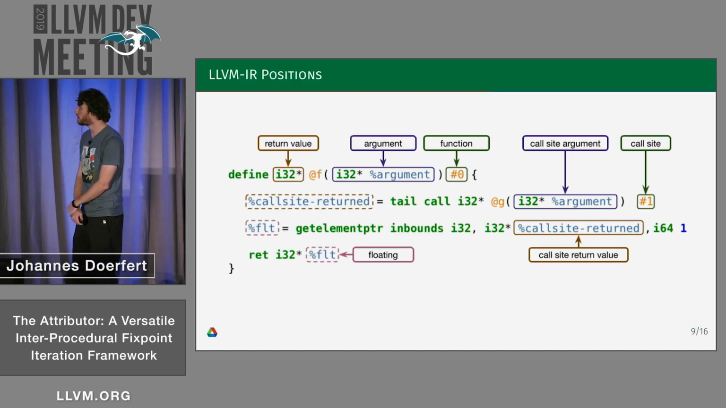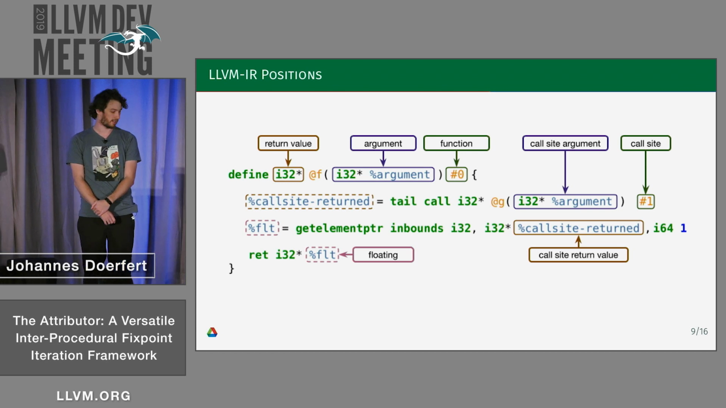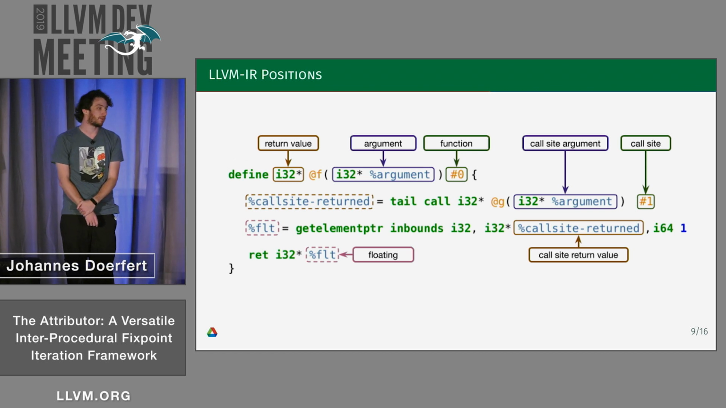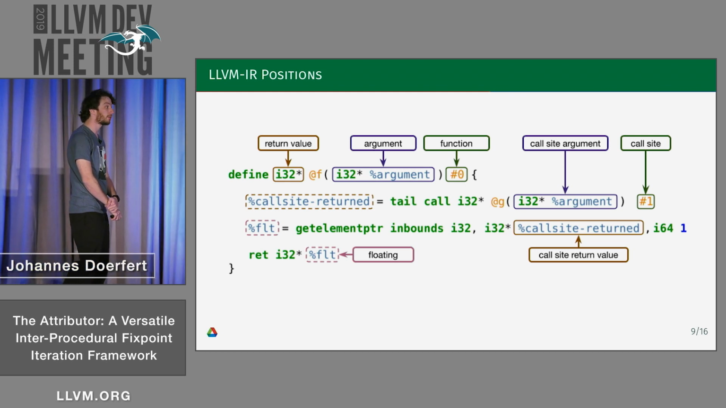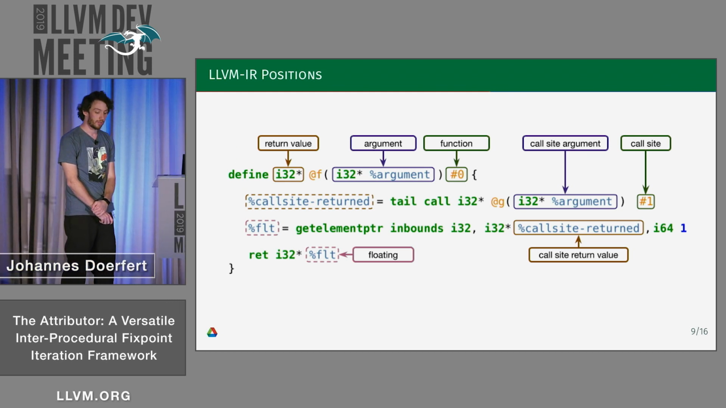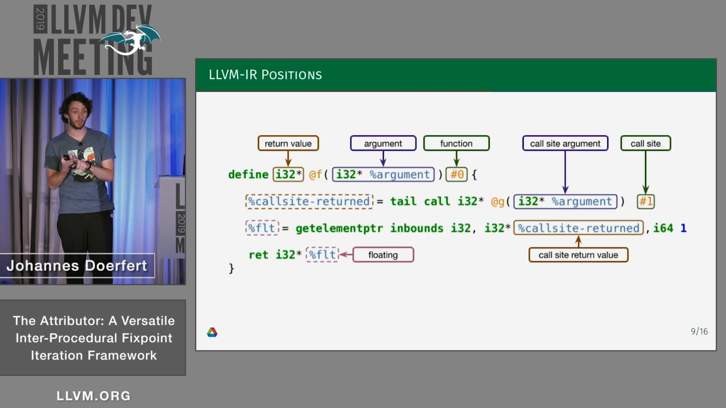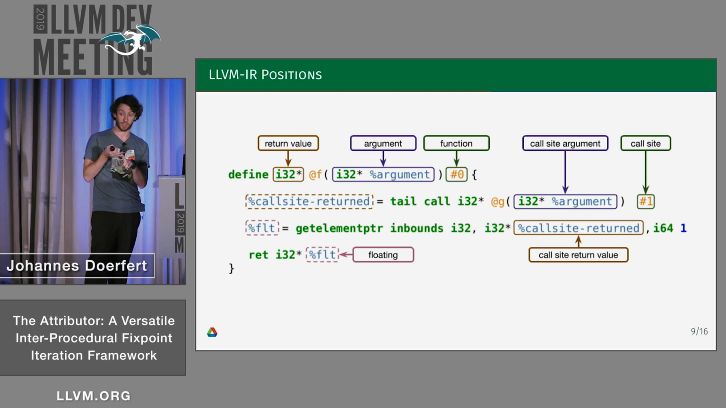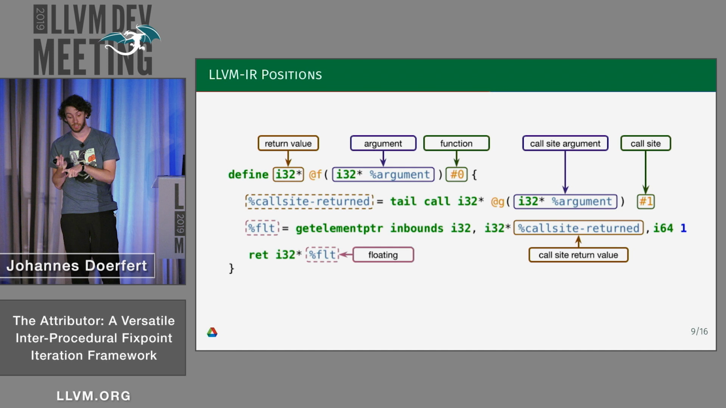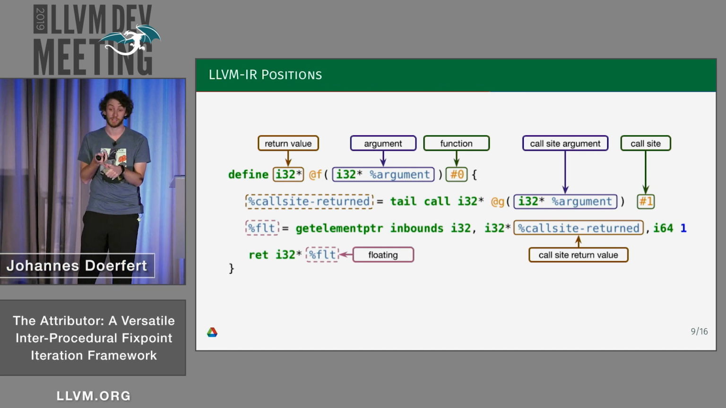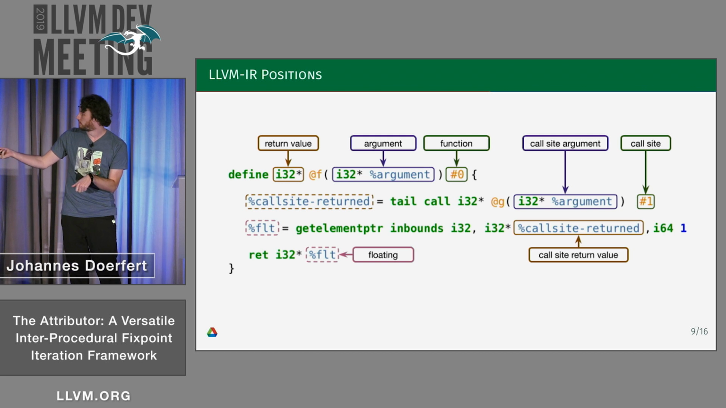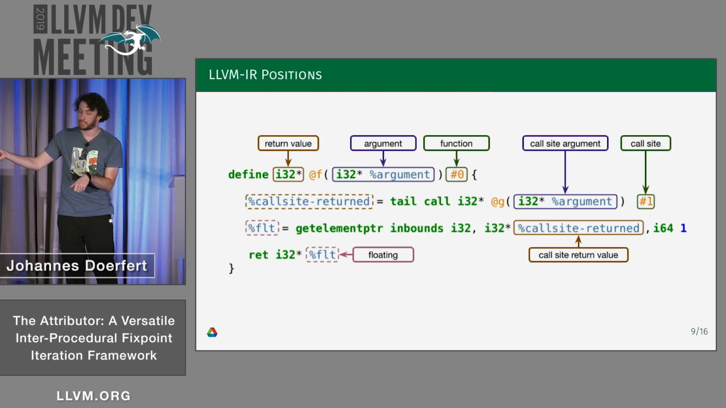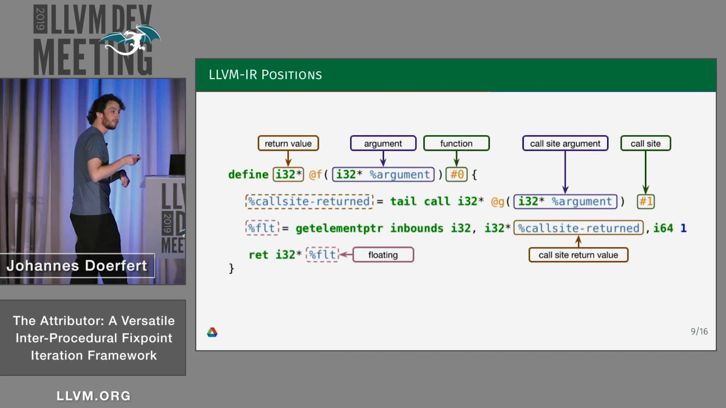LLVM-IR positions, you've seen them earlier. We have, I think, 7 of them. Those are the 6 positions at which you can add an LLVM attribute. Return values can have attributes, arguments can have attributes, functions can have attributes, call site arguments can have attributes, call sites can have attributes, and call site return values. This is the call site return value here, right? It's the same thing.